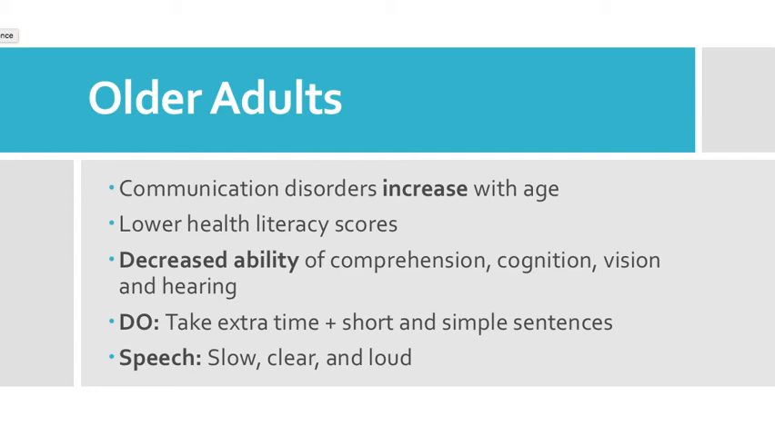Older adults tend to have a decreased ability of comprehension, cognition, vision, and hearing as they age. This results in a lower health literacy score. It is important to take extra time, use short and simple sentences, and their speech should be slow, clear, and loud to ensure competency.